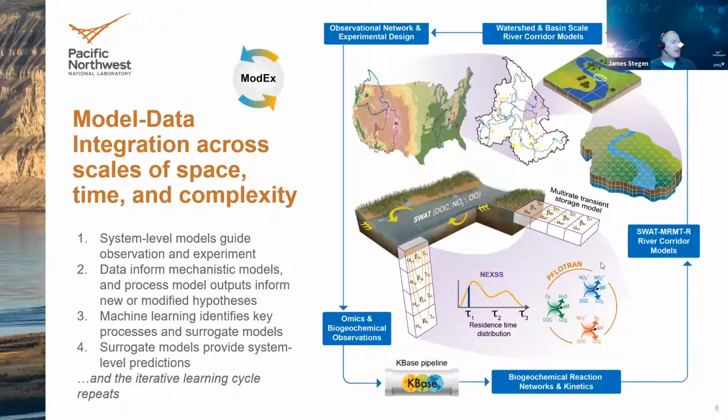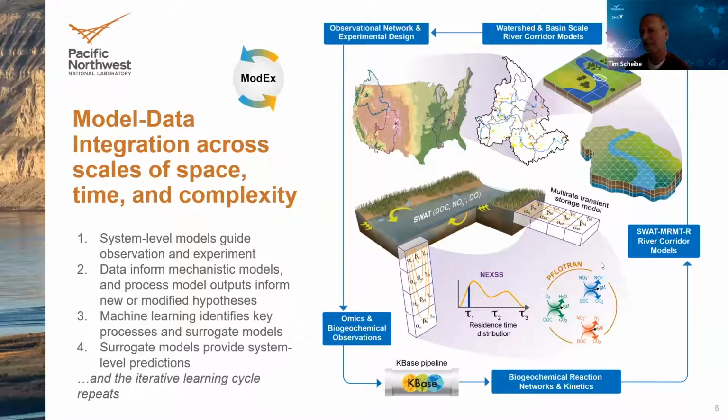Staying with the Modex theme, there was a question: what is the turnover rate of this iterative cycle? Well, I think it depends on a number of things. One is how complex your model and your data collection are. So obviously, this could happen on a very short term if you have a relatively simple model that you're tuning and fast turnaround on your experiments.